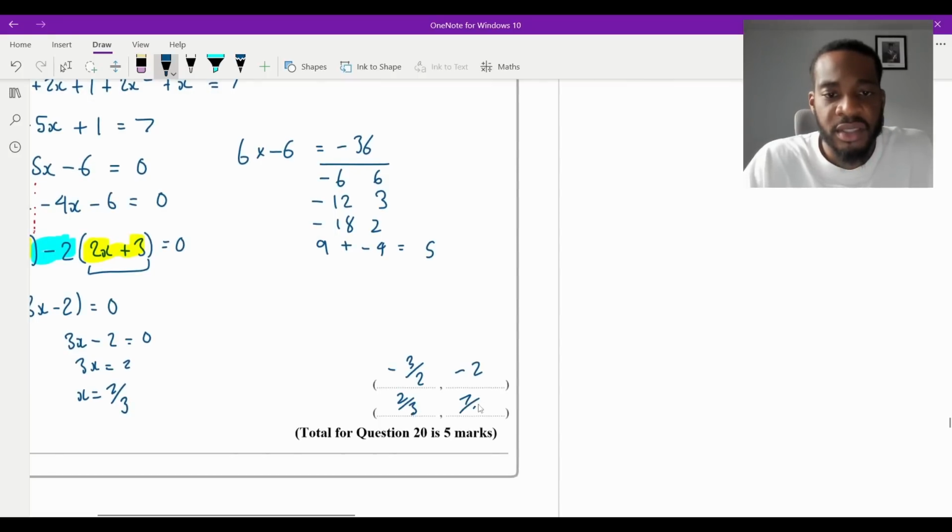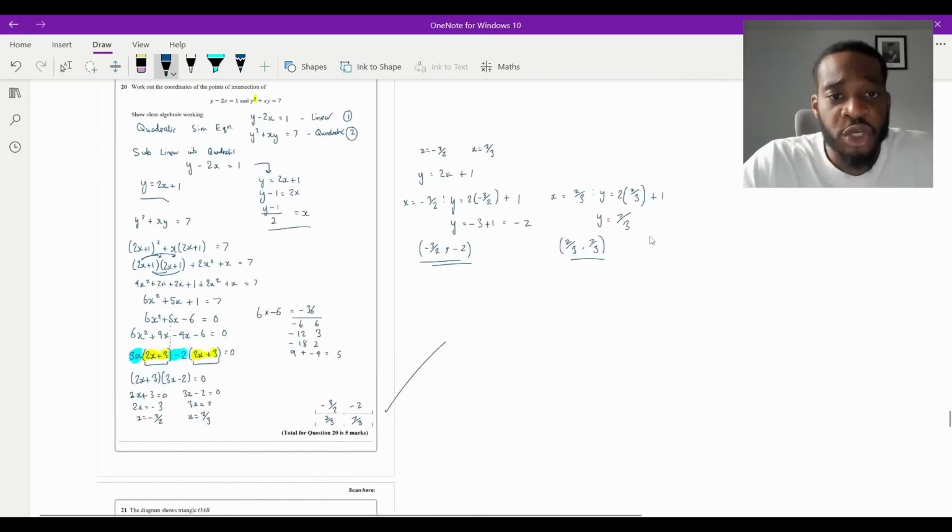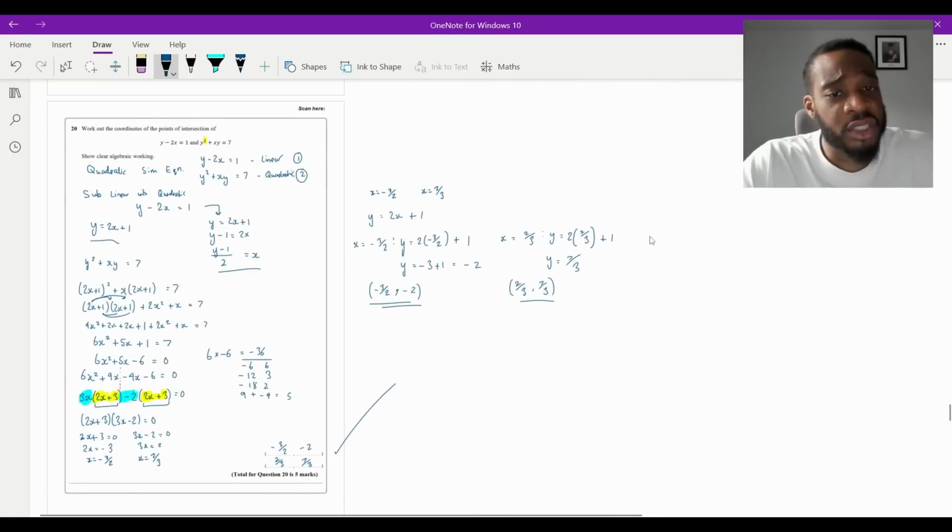2/3 and 7/3. And that is it. That will give you the 5 marks. So yeah, tricky question, but quadratic simultaneous equations could definitely come up. Yeah, that's it.